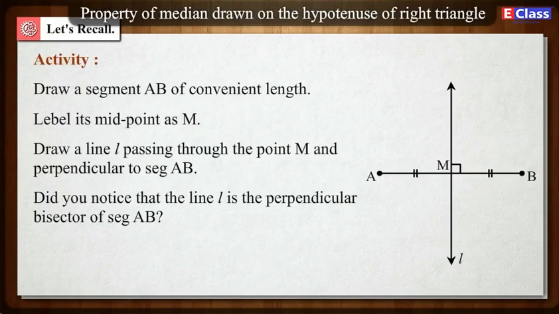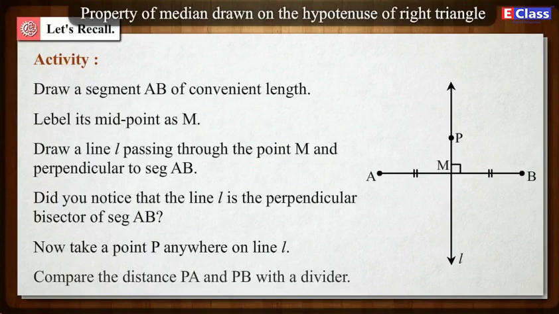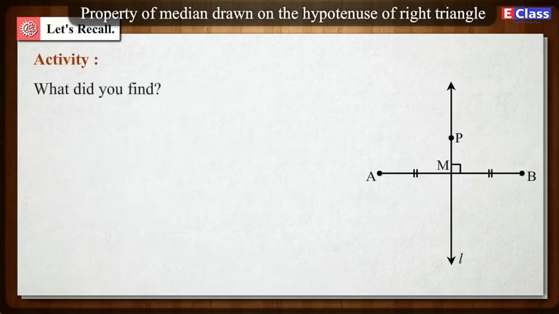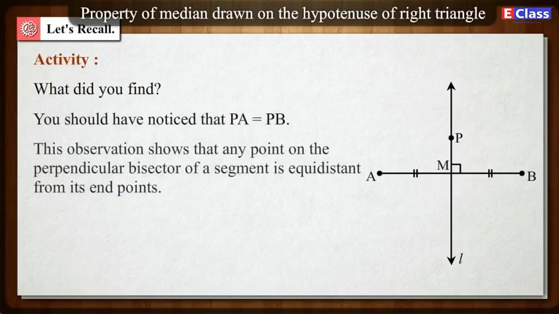Now, take a point P anywhere on line L. Compare the distance of PA and PB with a divider. What did you find? You should have noticed that PA is equal to PB. This observation shows that any point on the perpendicular bisector of a segment is equidistant from its endpoints.